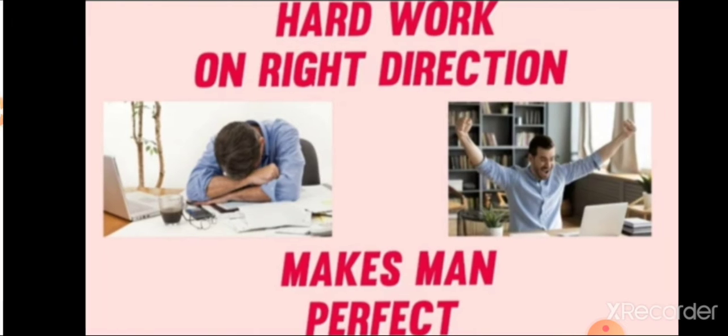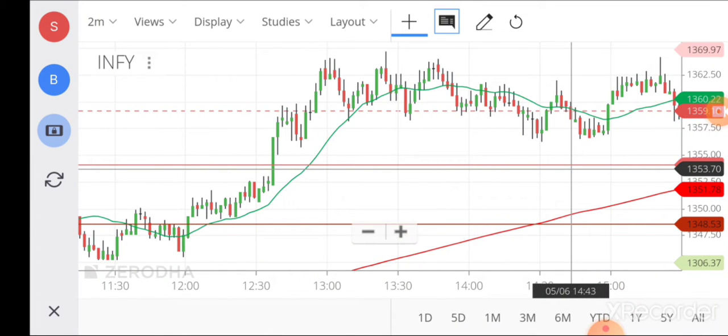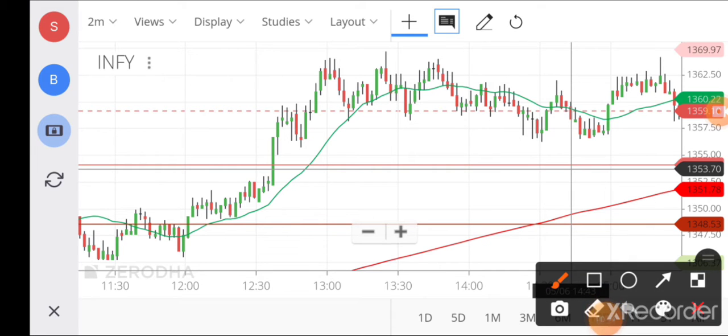So let's take an example. This is the chart of Infosys, and this is the chart of 6th May. We will understand where I took the trade, why I took the trade, and where I booked the profit. Each and everything we will understand with the help of this chart.